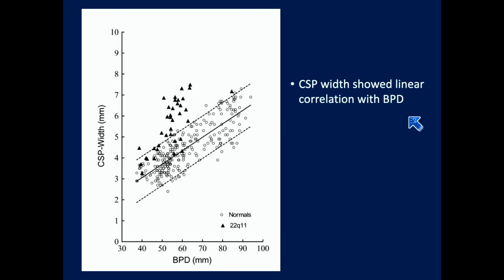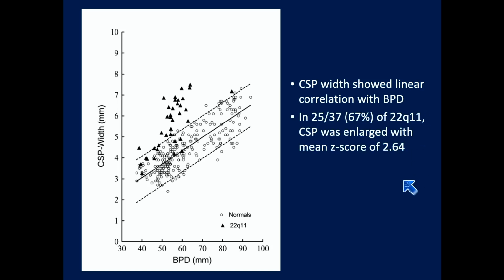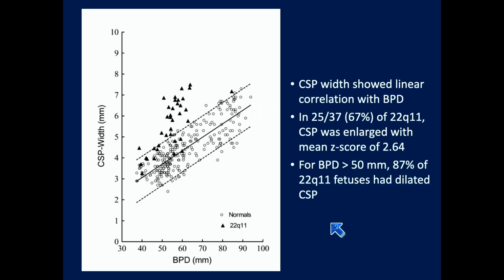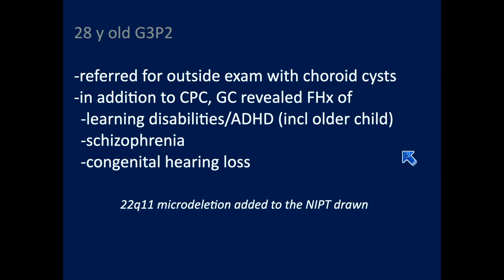And in this population, you can see, number one, the cavum showed a linear correlation with BPD, meaning the larger your BPD got, the wider the cavum got, which is appropriate. But it is atypically wide in many children with 22q deletion. And you can see this scatter plot for normal. As BPD gets bigger, so does the cavum. But especially for the subcategory of fetuses with a BPD over 50 millimeters, 87% of them plot above the 95th percentile for gestational age.